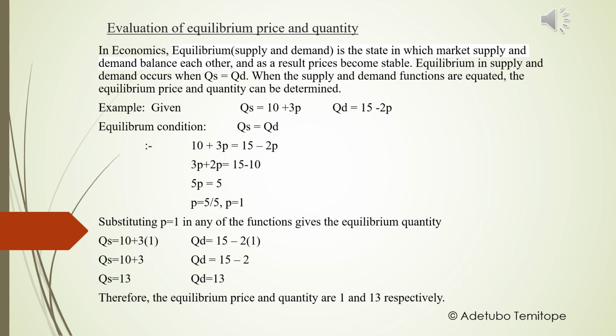When you substitute P equals 1 in any of the functions, you can derive the equilibrium quantity. You can substitute it for QS and as well for QD, and we arrive at the same value. So that's our quantity supplied. So the equilibrium price and quantity are 1 and 13 respectively.